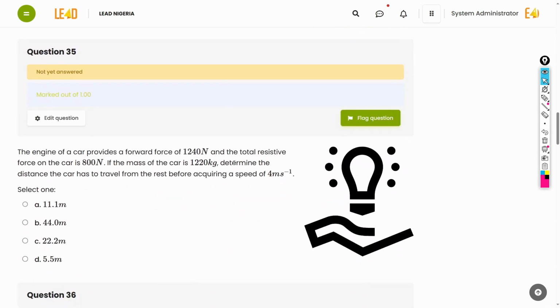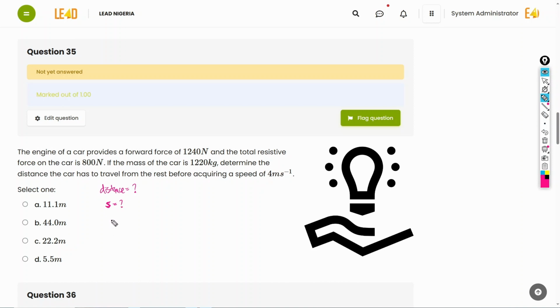All right, 35 says, the engine of a car provides a forward force of 1,240 newtons. The total resistive force on the car is 800 newtons. If the mass of the car is 1,200 kilograms, determine the distance the car has to travel from rest before acquiring a speed of 4 meters per second. Okay, so the end point is we're asked to find distance. All right, and that's S. So we need to find S.